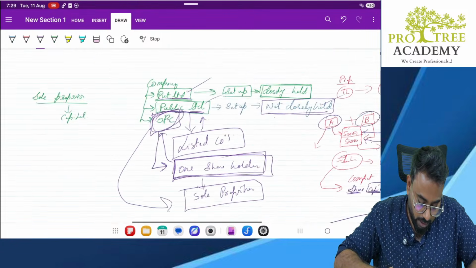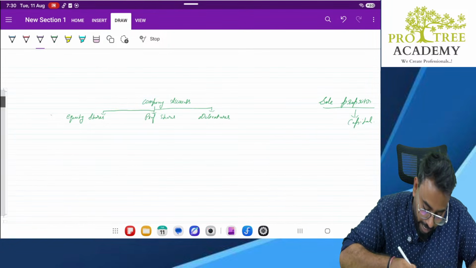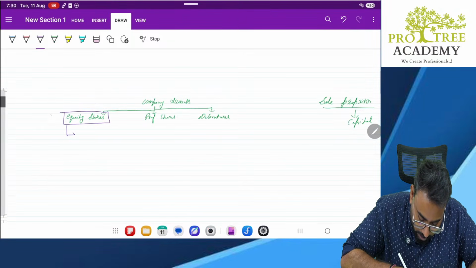Understanding everybody? Yes. So in this chapter we are going to study about share capital, and that share capital has something called equity shares. Equity shares means what, sir?